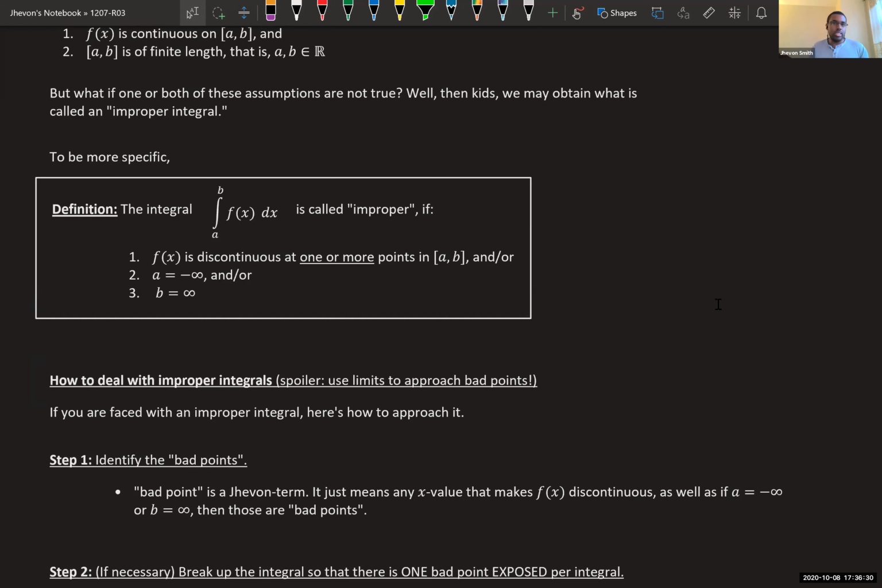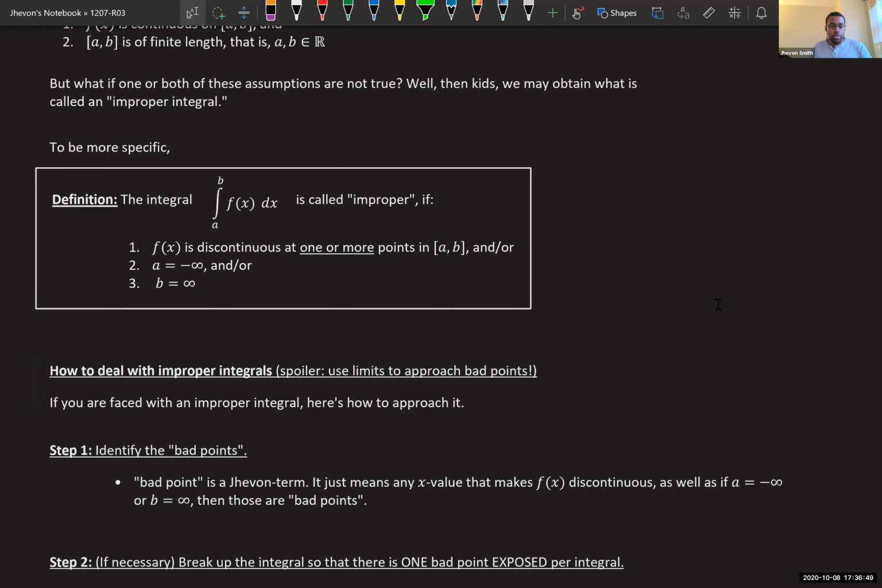So whenever you're in one of these situations, where you have infinite limits on your integral, or your function itself is discontinuous somewhere on the interval, you get what's called an improper integral, right? It's a guy that doesn't fit in with the assumptions we made in the fundamental theorem of calculus. So we have to be very careful.